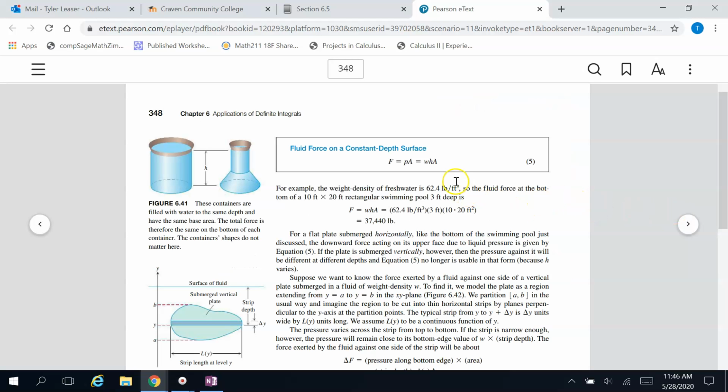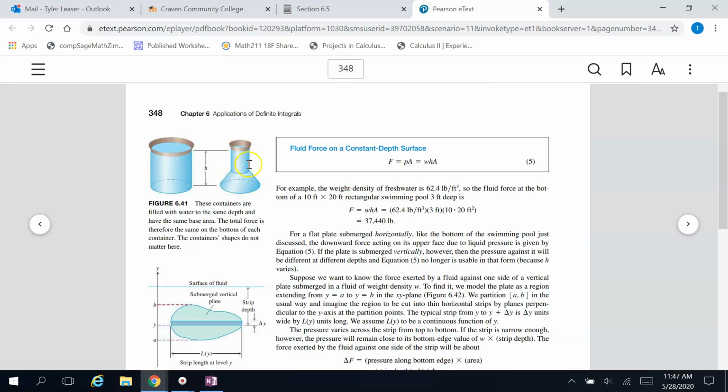What makes that really cool is that you can figure out how much force is being applied on a horizontal object. So all it is is just the pressure times the surface area of the bottom of the container. What's really neat about that is that it doesn't actually matter how much water you have. It's all about the depth.